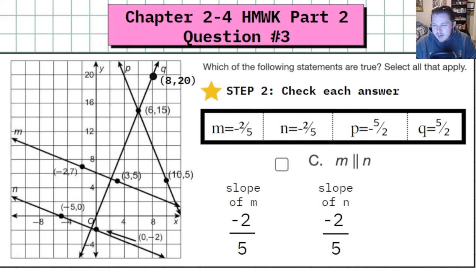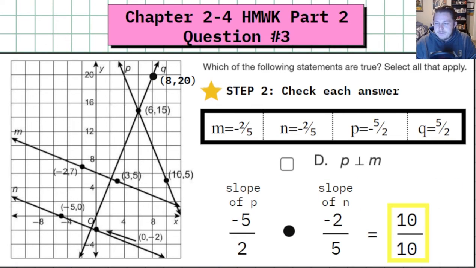C, is M parallel to N? All we have to do is take those 2 slopes. The slope of M is negative 2/5. The slope of N is negative 2/5. So yes, the 2 lines are parallel. If they have the same slope, that means they're parallel to each other.